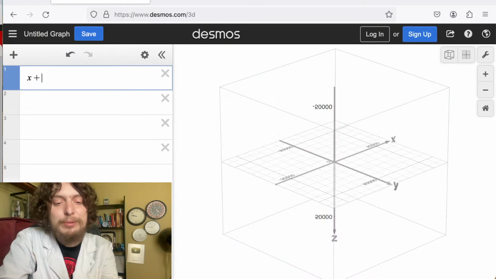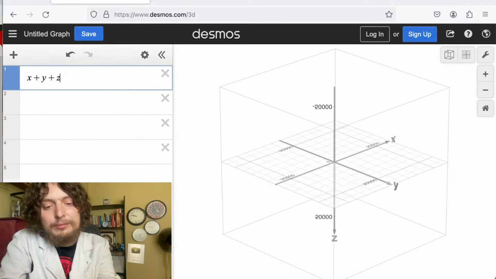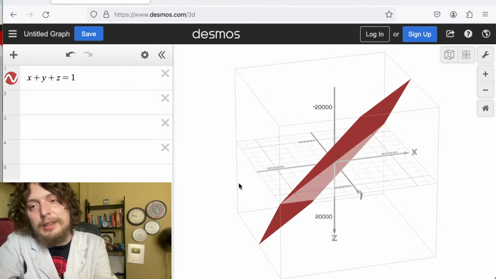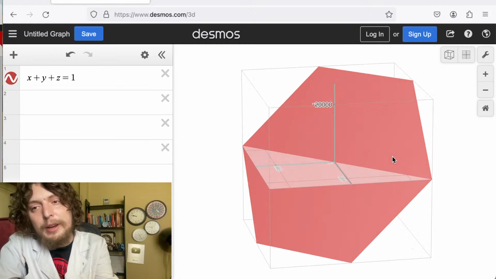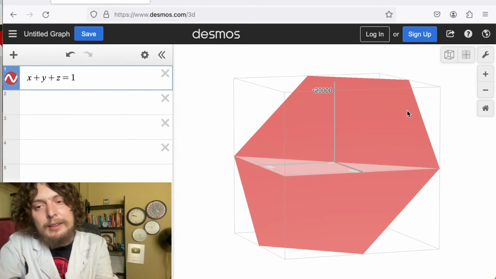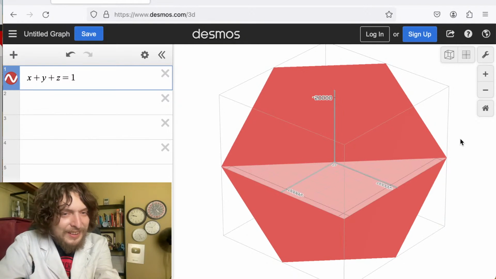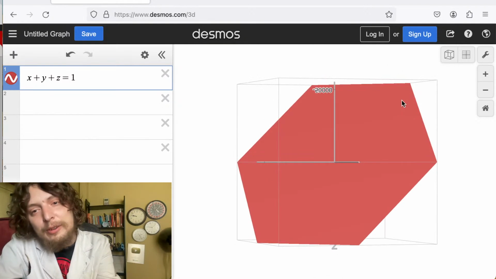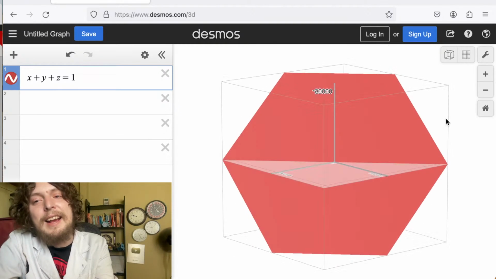x + y + z = 1. This gives us a plane. And we can see that it cuts off at this point, but it is a plane. That is an interesting thing to see, that when we make a plane inside a cube at the right angle, the way it cuts off forms a hexagon.